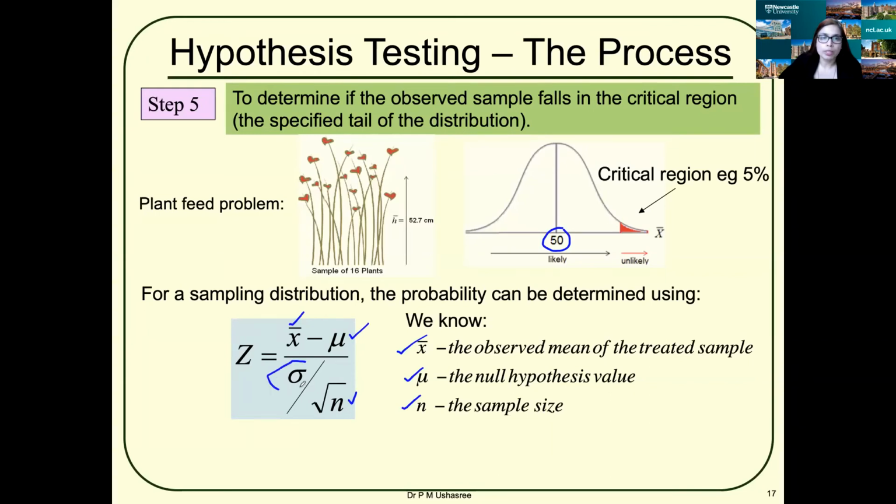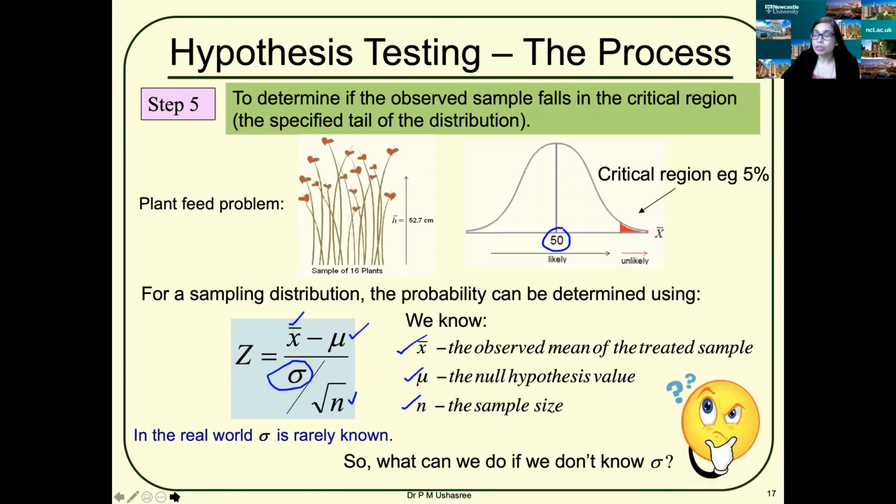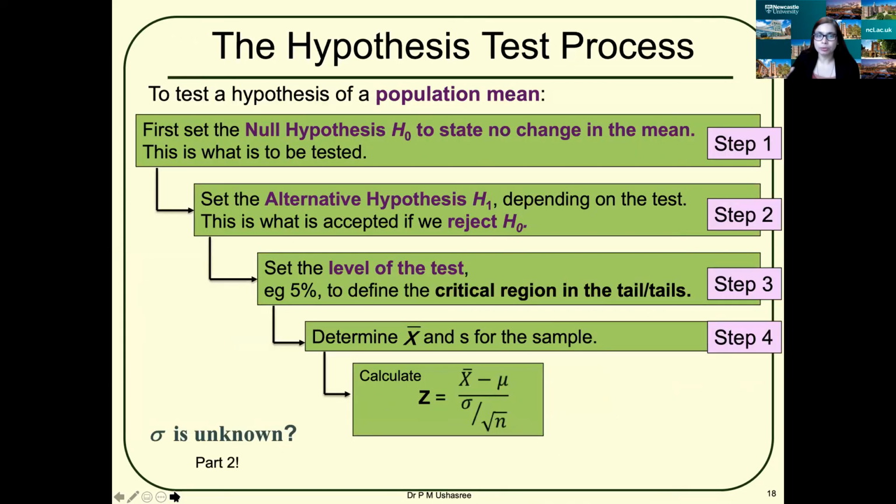So we know this, we know this, we know this. Ooh, we don't know the standard deviation of the population. In the real world, the standard deviation is rarely known. So what do we do if we don't know the population standard deviation? What do we do? So we will see that in part 2. Okay, thank you guys.